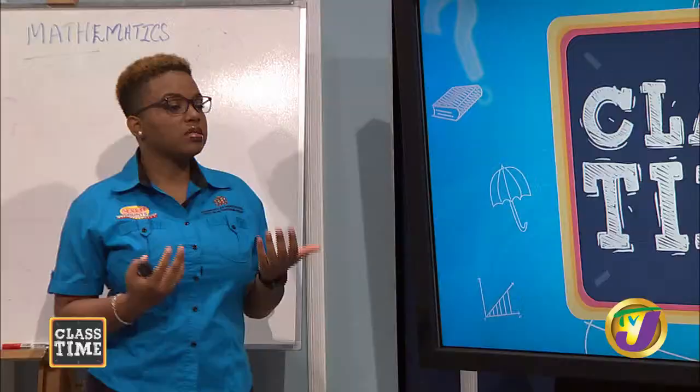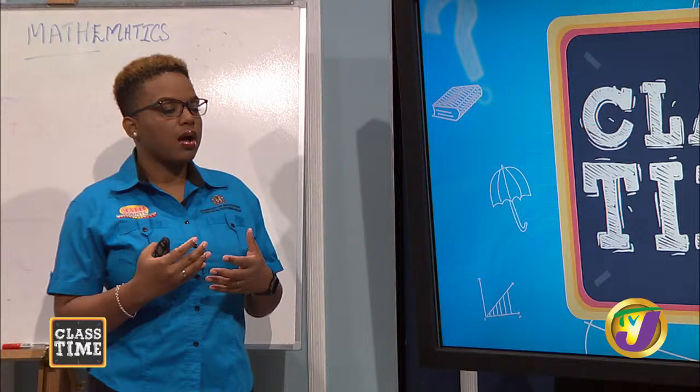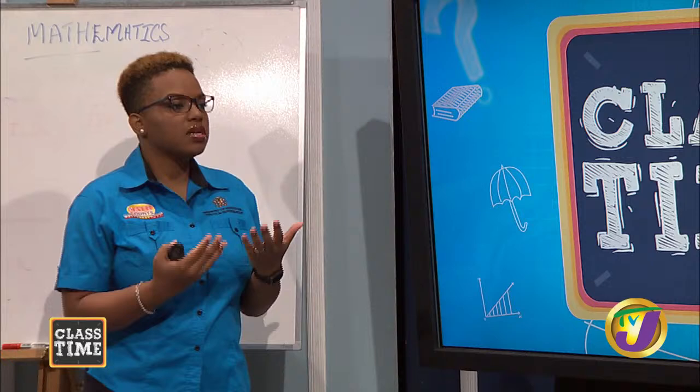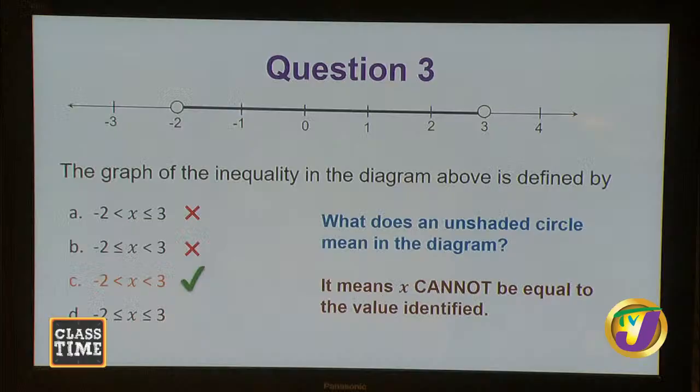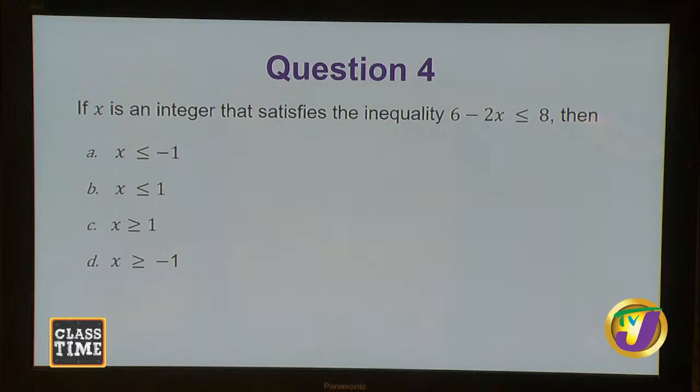I also want to point out, even if sometimes you have a little trouble identifying what that symbol represents, whether greater than or less than, we certainly know that D could not be our answer because it has the or equal to component on it. Those are clues that we can look out for. All right, let's go to question 4.